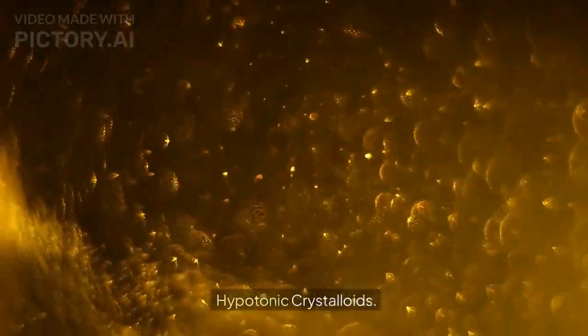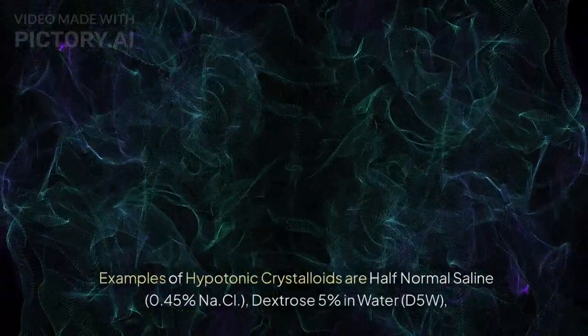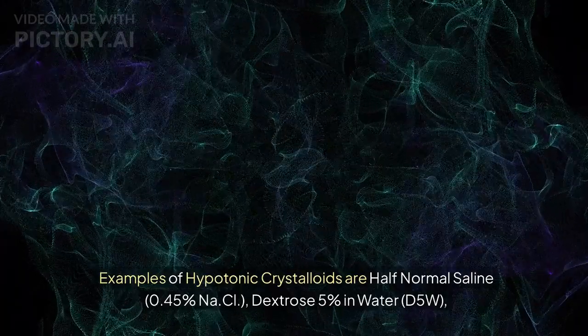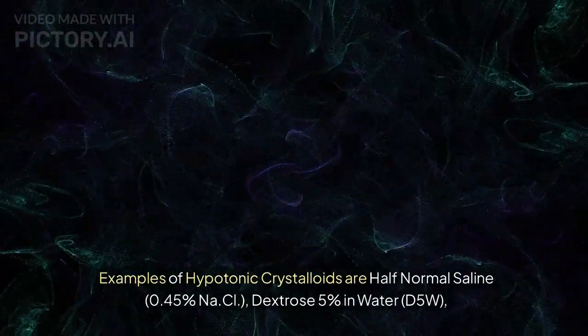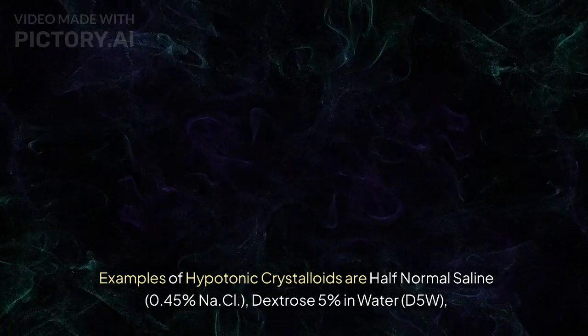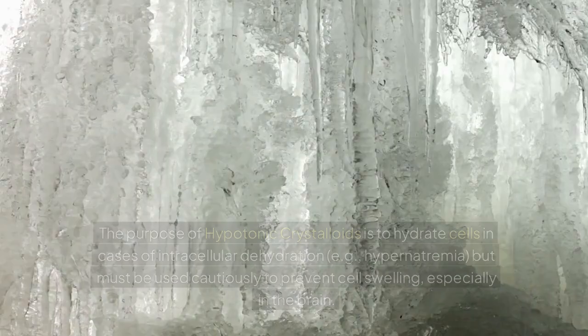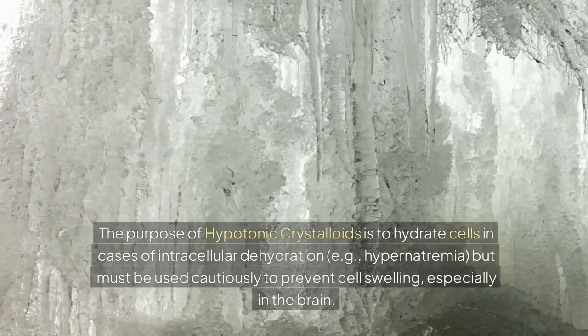B. Hypotonic crystalloids. Examples of hypotonic crystalloids are half normal saline, 0.45% NaCl, dextrose 5% in water, D5W. The purpose of hypotonic crystalloids is to hydrate cells in cases of intracellular dehydration, for example, hyponatremia, but must be used cautiously to prevent cell swelling, especially in the brain.